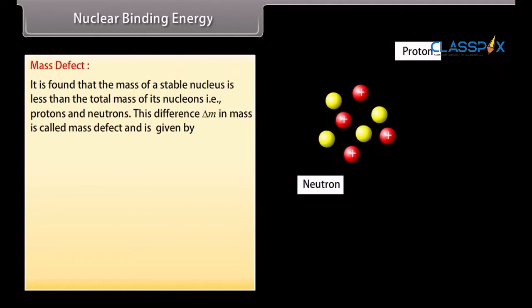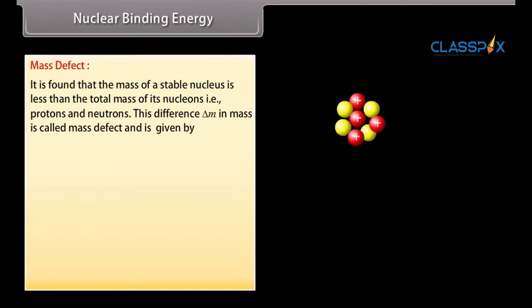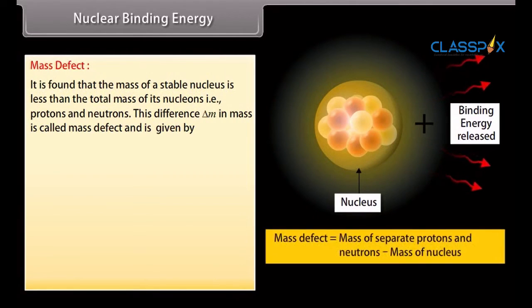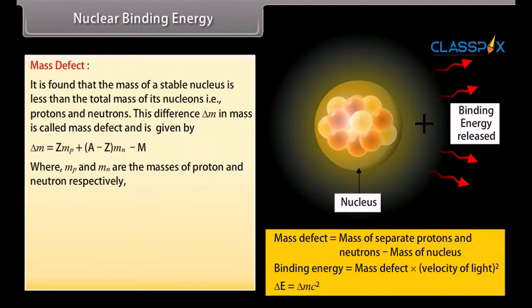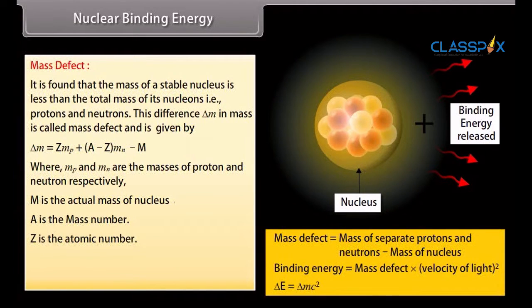Nuclear binding energy. Mass defect. It is found that the mass of a stable nucleus is less than the total mass of its nucleons, that is protons and neutrons. This difference Δm in mass is called mass defect and is given by Δm = [Zmp + (A − Z)mn] − M, where mp and mn are the masses of proton and neutron respectively, M is the actual mass of the nucleus, A is the mass number, and Z is the atomic number.